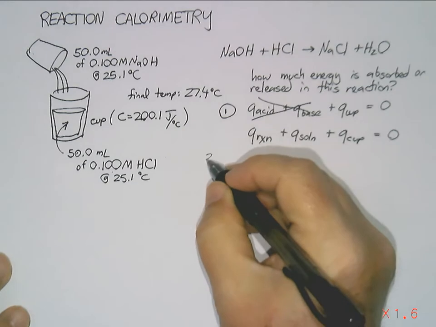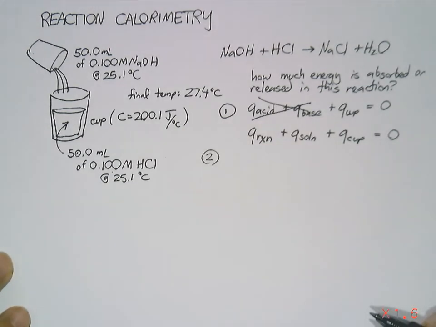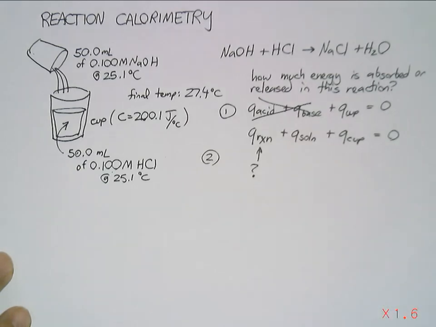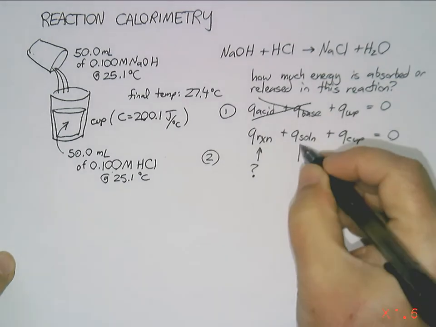The second thing I want to do is replace the Q's. Now I can't replace this one because this is my unknown. This is what I'm trying to find: how much heat is absorbed or released by the reaction. But I can replace this one.